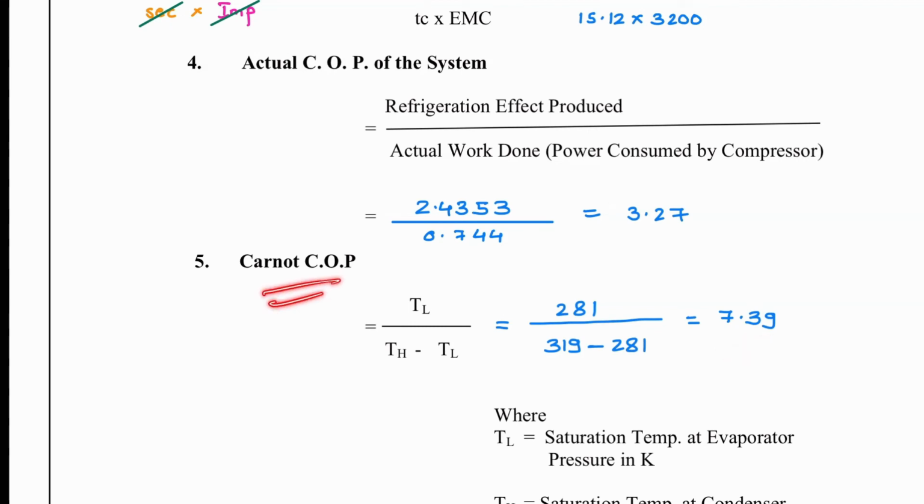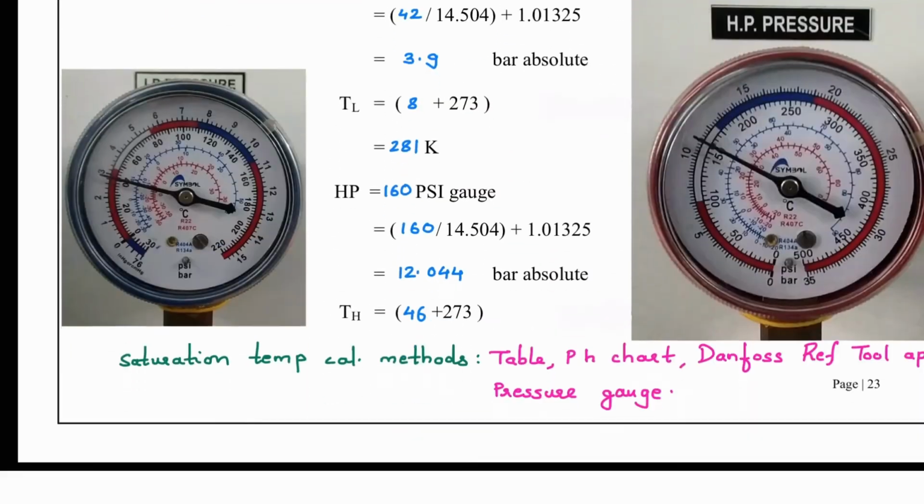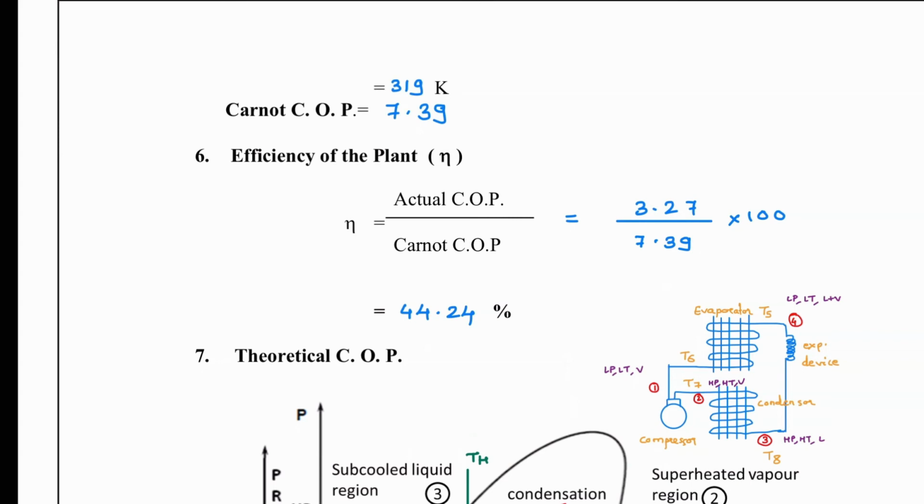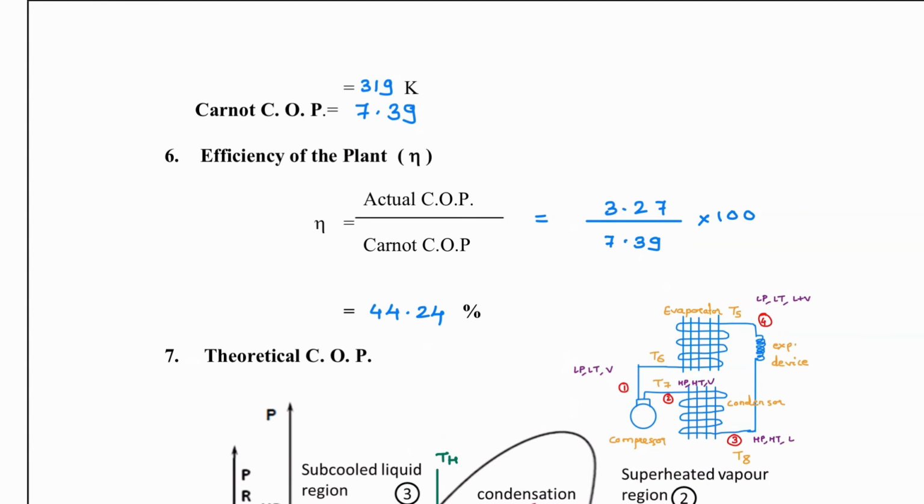Since this Carnot COP is the ideal COP, you can observe that Carnot COP is greater than actual COP. Now we will calculate the efficiency of the plant. The equation for efficiency of the plant is actual COP upon Carnot COP. Actual COP was 3.27, which we have calculated, and Carnot COP is 7.39. For efficiency you have to multiply by 100. So actual COP upon Carnot COP multiplied by 100 gives 44.24%.